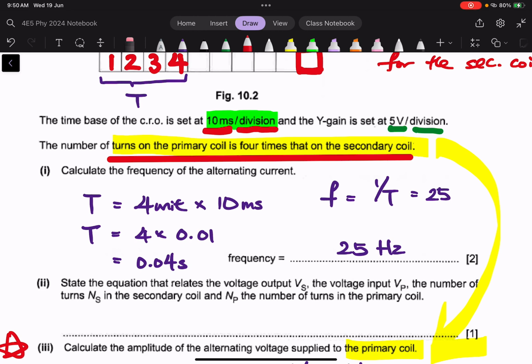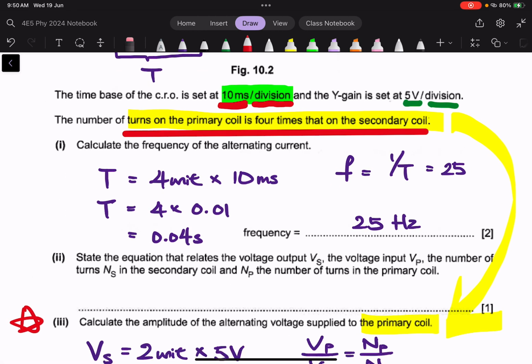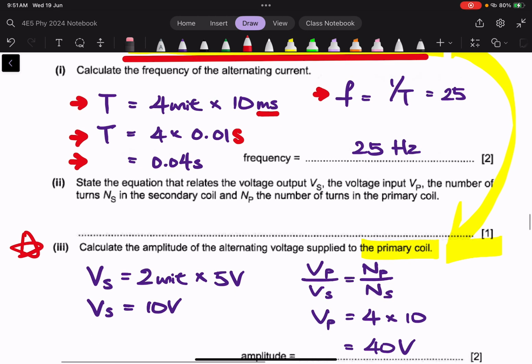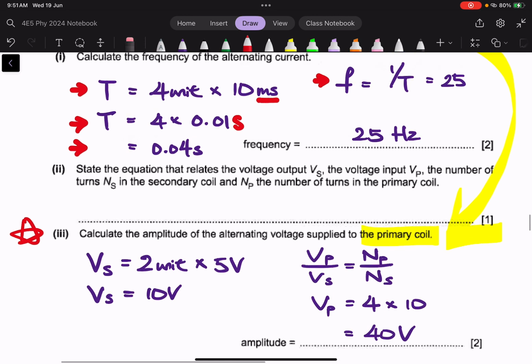Okay, so I already wrote down the working here. How to find the frequency? Well, I can find the period, right? From the graph, I know that my period is 4 times 10 milliseconds. So to convert milliseconds to seconds, you need to know your prefixes. Then after that, just use the equation f equals 1 over T. For part 2, you just need to state the formula, so I don't even bother to write it down.